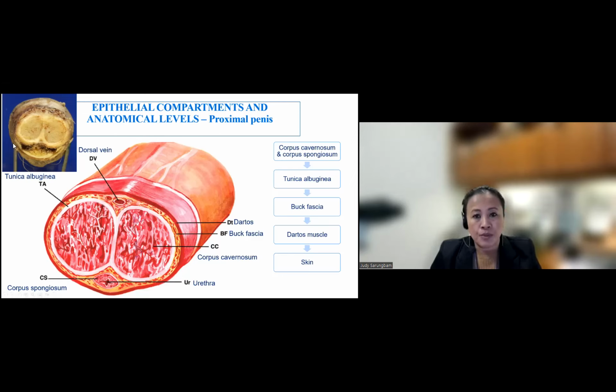This is a cut section of the shaft of the penis, as we see from one of our grossing specimens. We can recognize the corpus cavernosum, the urethra with the corpus spongiosum, and the dorsal vein here.